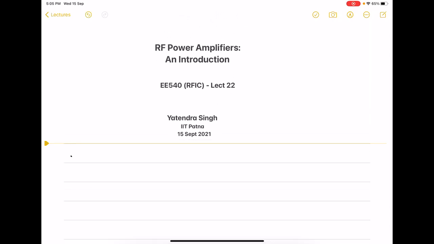So from this lecture, we are going to start a new module, and this is a module on RF power amplifiers. So these power amplifiers basically occur at two locations. One is in the audio system, immediately before the speaker, and second is here in the RF domain, immediately before the antenna. And both are responsible for giving more power to the speaker and the antenna.